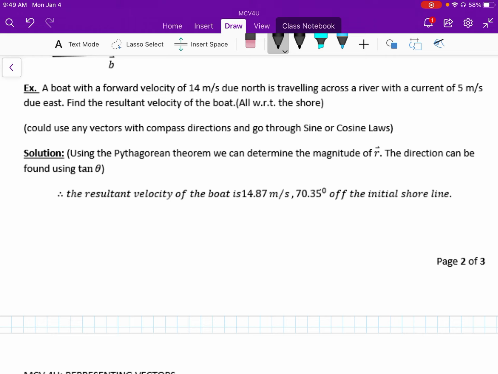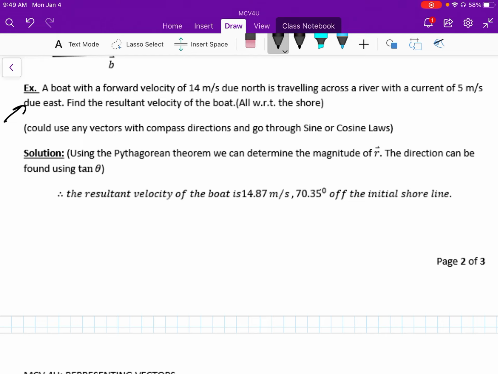When we talk about all using the Pythagorean theorem and all the rest of it, it's because we're forming triangles here. Whenever you have the triangles, you can get the lengths and the angles using the trig ratios that we have and the different laws, okay? So for a quick example, we've got a boat with a velocity of 14 meters per second due north is traveling across a river with a current of 5 meters per second due east. Find the resultant velocity of the boat, all with respect to the shore.